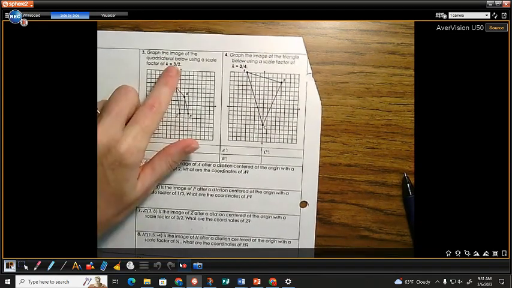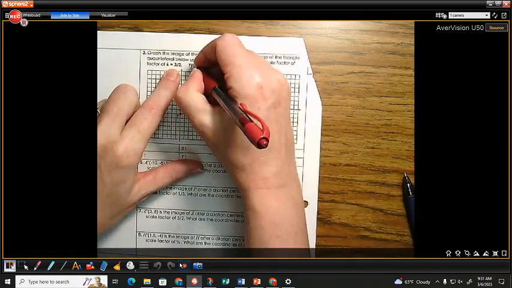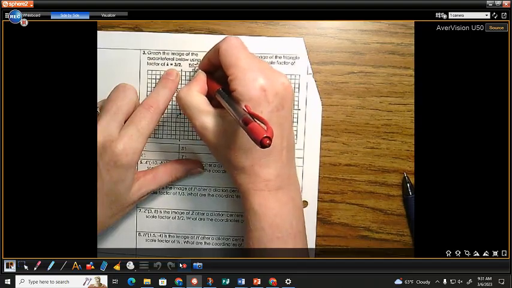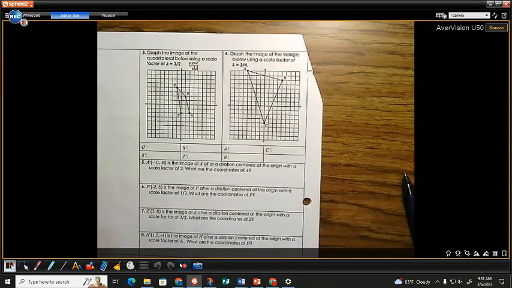Look at number 3. Is number 3 an enlargement or a reduction? But it's a fraction. Still an enlargement. It's more than one. How do you know it's more than 1? Because 3 halves is more than 2 halves. Yeah, the numerator's bigger than the denominator. The new is bigger than the old.